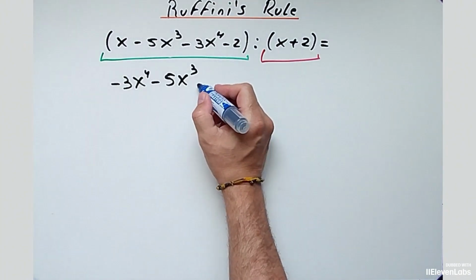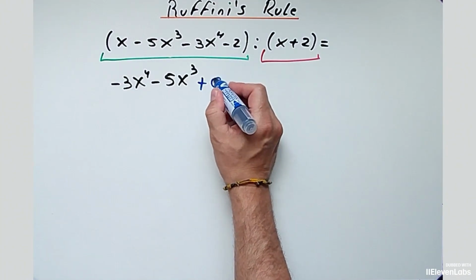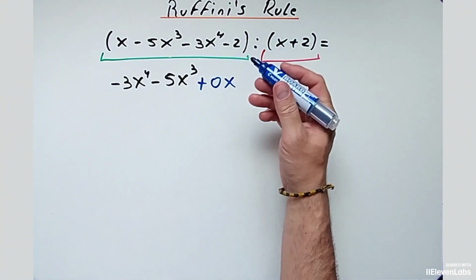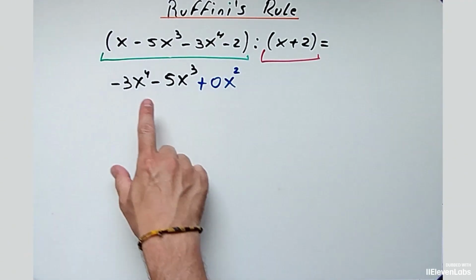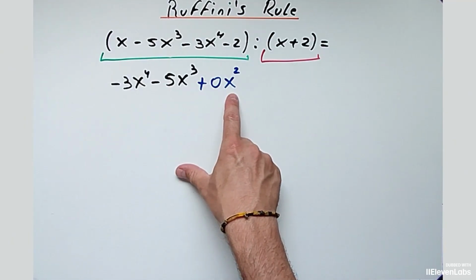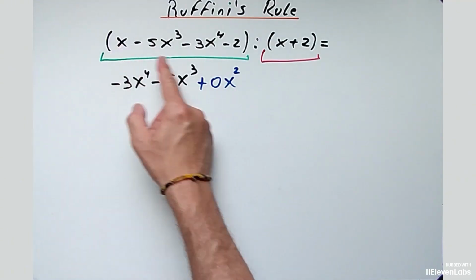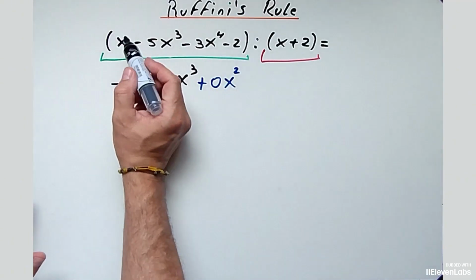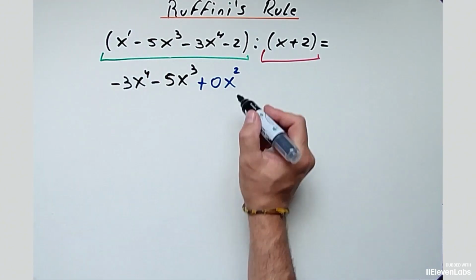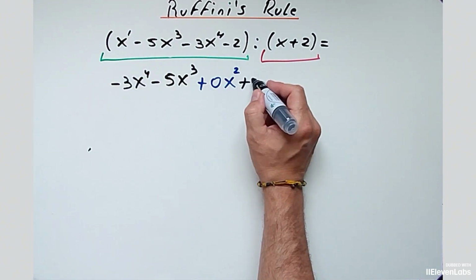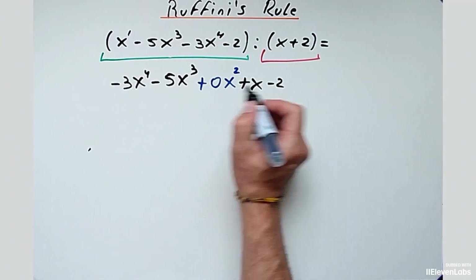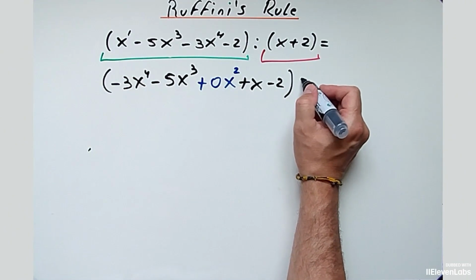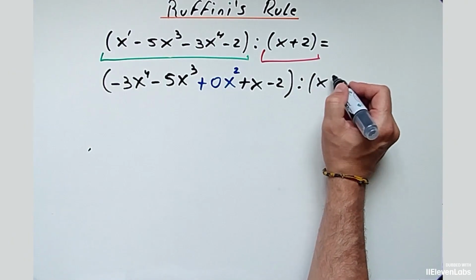How exactly are we going to complete it? With an additional 0, x, and to the exponent that you are missing, in this case, to the power of 2. Let's continue. We have 4, we have 3, we have 2. We're going for 1. Do we have 1? Yes, right here. Because remember, when there's nothing, there's always 1. It's positive. So we add plus x. And finally, the constant term, which in this case is 2. All of this, I am going to divide by x plus 2.